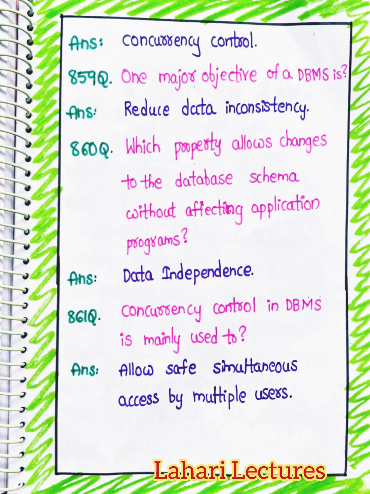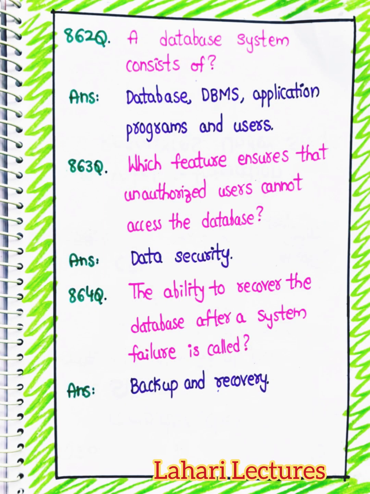Which property allows changes to the database schema without affecting application programs? Data independence. Concurrency control in DBMS is mainly used to allow safe simultaneous access by multiple users. A database system consists of database, DBMS, application programs and users. Which feature ensures that unauthorized users cannot access the database? Data security. The ability to recover the database after a system failure is called backup and recovery.